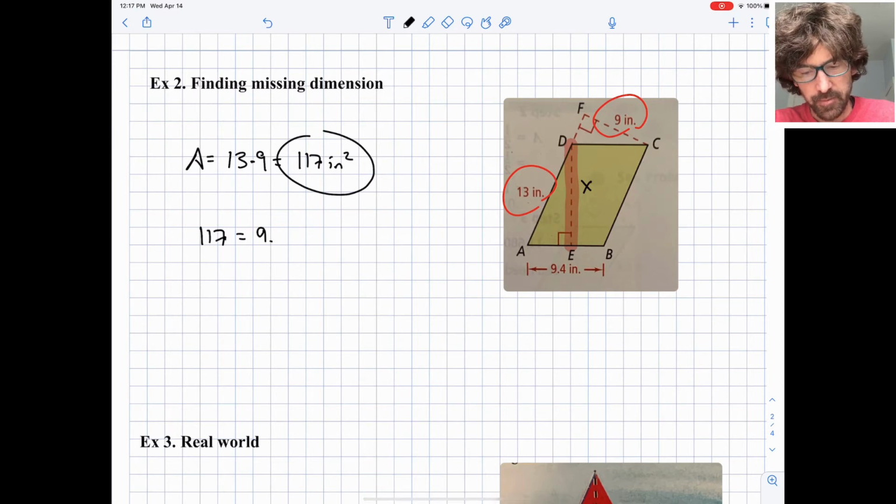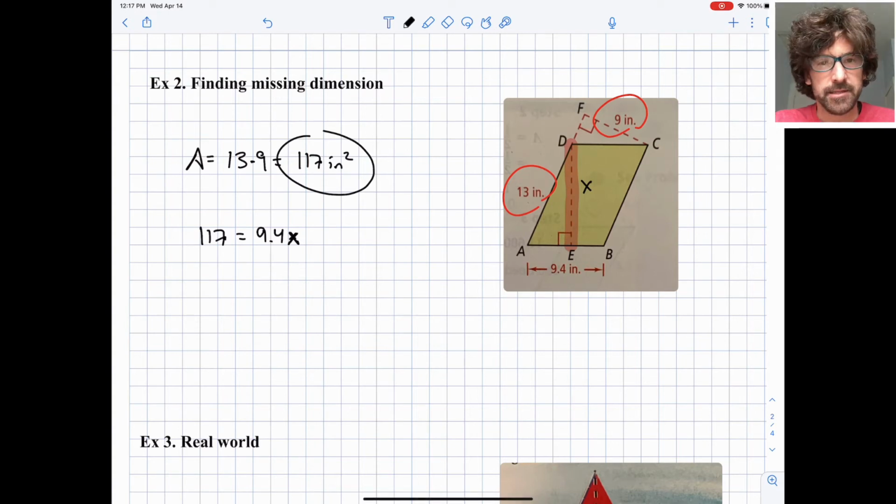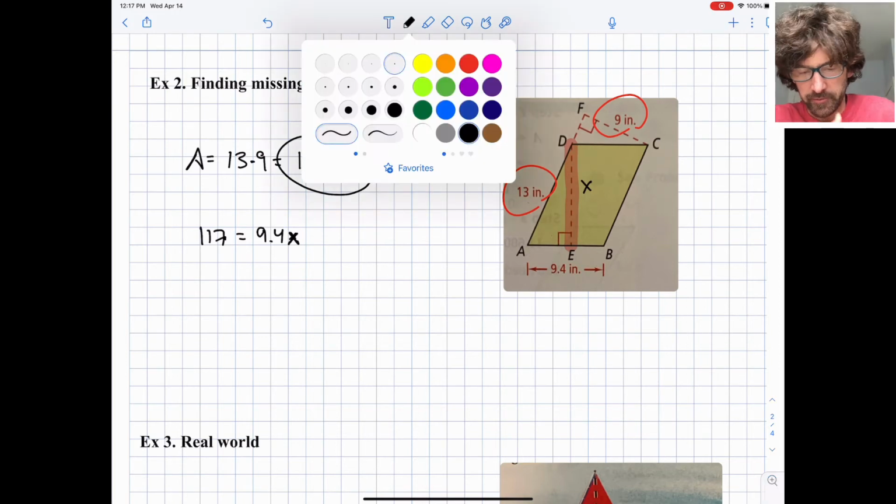Okay, and now if we rotate this shape back, we can say that 117 square inches should be 9.4 times the height of x. Okay, so 9.4x should be 117. Okay, it's the same shape. The area didn't change just because we rotated it.